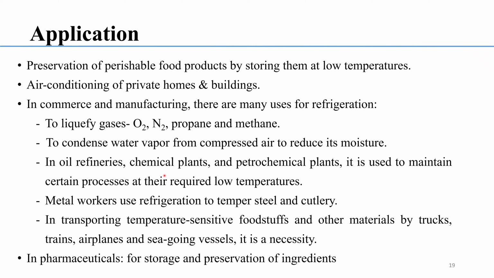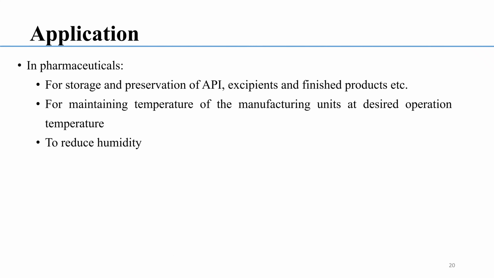In oil refineries, chemical plants, and petrochemical plants, it's used to maintain certain processes at their required low temperature. Metal workers use refrigeration to temper steel and cutlery. In transporting temperature-sensitive foodstuff and other materials by trucks, trains, airplanes, and sea-going vessels, it is necessary. In pharmaceuticals, for storage and preservation of ingredients, API, excipients, finished products, etc., and for maintaining the temperature of the manufacturing units at the desired operating temperature to reduce humidity.